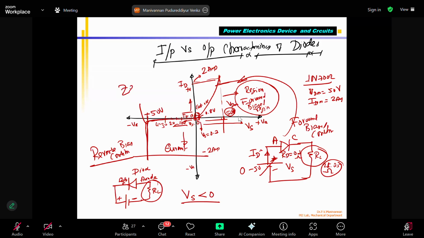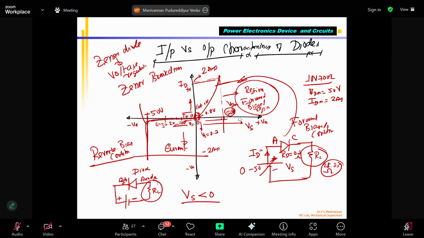This is called Zener breakdown. Zener is a person who invented the phenomenon. You would have heard about the Zener diode. Correct? A Zener diode can be used as a voltage regulator.